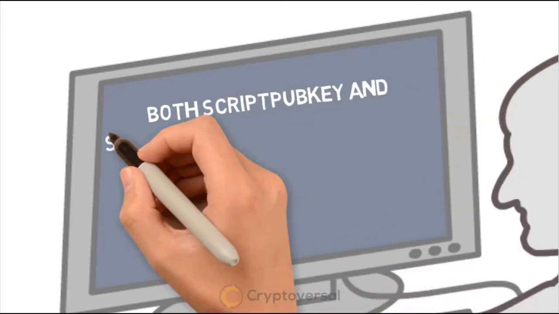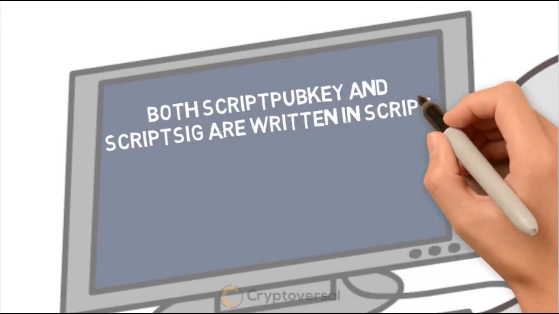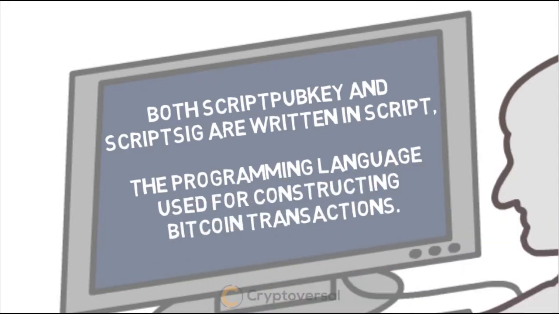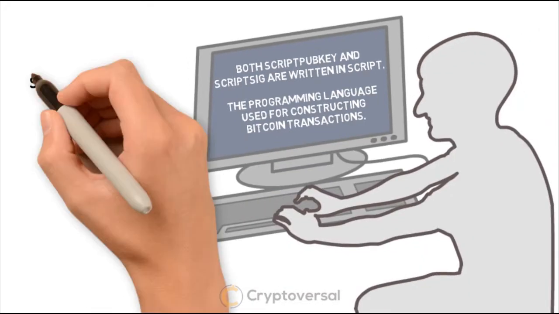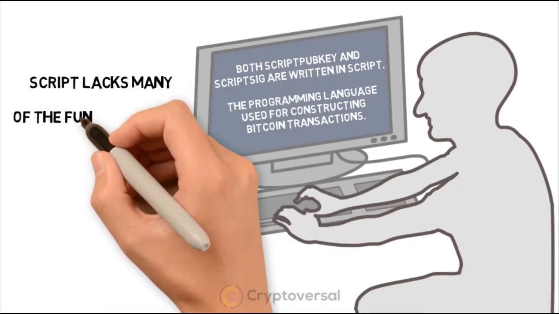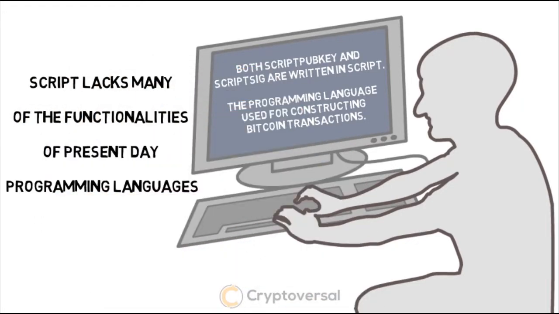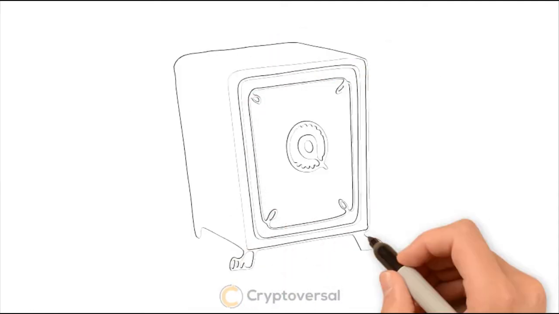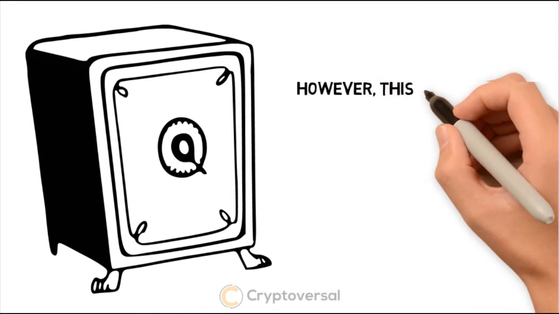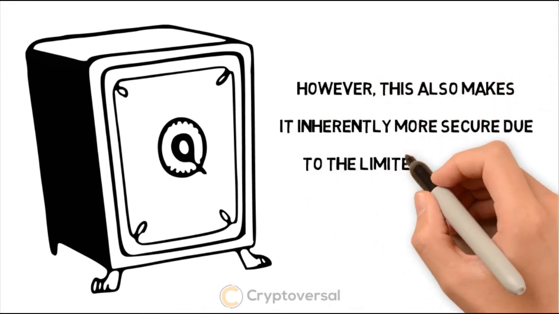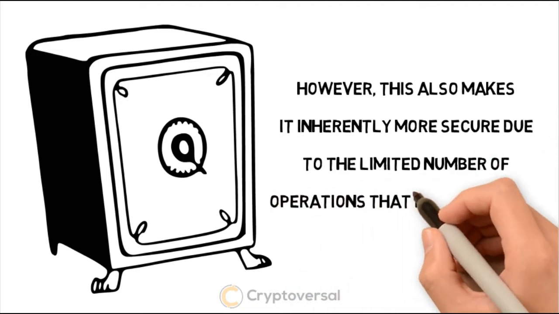Both Scriptpubkey and Scriptsig are written in Script, the programming language used for constructing Bitcoin transactions. Script lacks many functionalities of present-day programming languages. However, this also makes it inherently more secure due to the limited number of operations that it can perform.